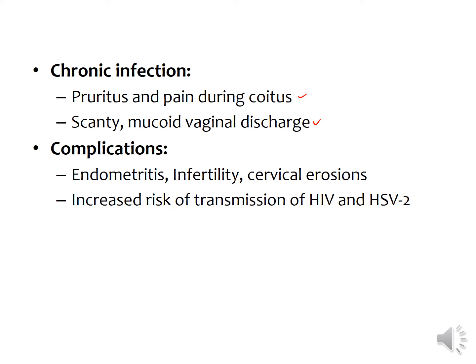And increased risk of transmission of HIV and HSV 2 is also present, because it's responsible for erosions or rash in the mucosal surfaces through which either HIV or herpes simplex virus 2 can easily get transmitted. So the most important complications are increased risk of transmission of HIV and HSV 2 along with infertility.